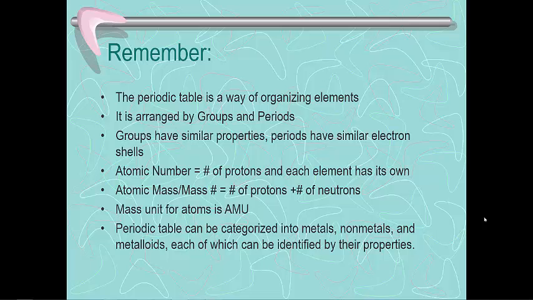Okay, the atomic mass, or also known as the mass number sometimes, is equal to the number of protons plus the number of neutrons in an atom. Your mass unit for an atom is an AMU, which stands for atomic mass unit. And I also want you guys to remember that the periodic table can be categorized into metals, nonmetals, and metalloids, and each of those can be identified by their properties. Okay, and I also want you guys to remember some of those properties looking back over your notes.